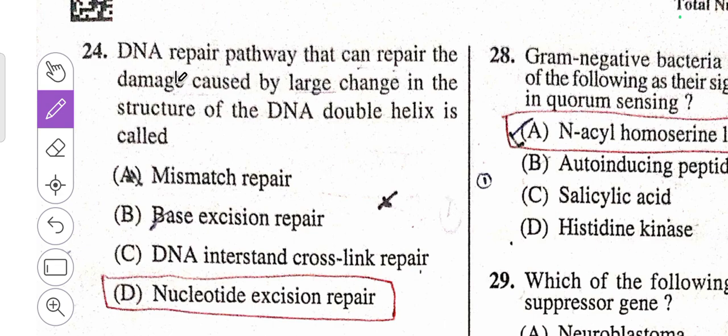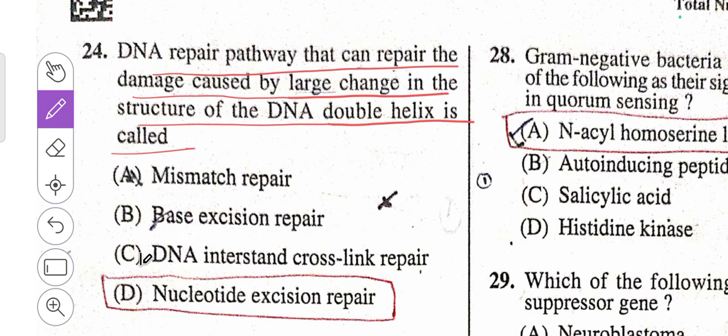So next question 24th, the DNA repair pathway that can repair the damage caused by a large change in the structure of a DNA double helix is called. So this one will be done with the help of a special method, that is nucleotide excision repair. We can remove the nucleotides and we can make a change in the structure of a DNA. So D is the right answer for this question.